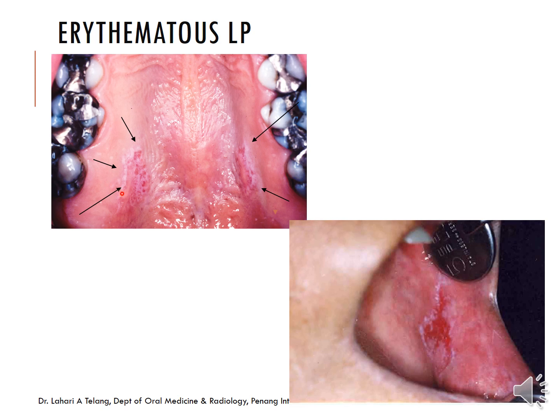Examples of erythematous lichen planus: you would see that there are white areas and then there is central redness here. Similarly here also central redness with the surrounding white areas. So this is the appearance of erythematous lichen planus.